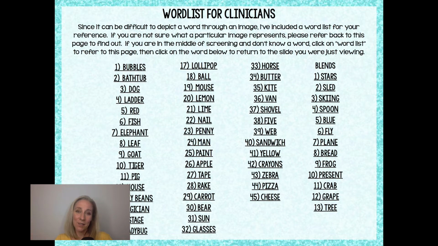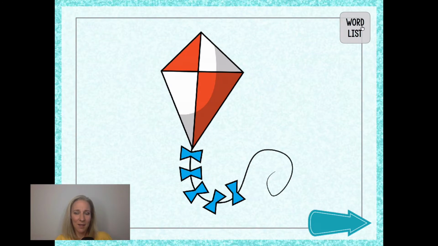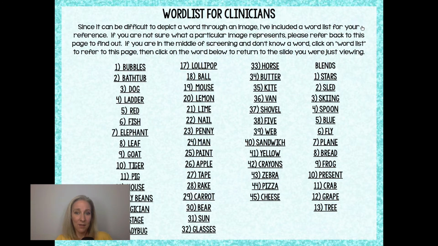So this is the word list in the beginning of the resource. Sometimes, certain pictures can be kind of questionable and you're not exactly sure what they represent. So there is a link for each one of these pictures. So say we were working on kite. I could just look that up and then go back to the word list. If I was already on kite and I didn't know what a kite was, obviously that's not a very good example.